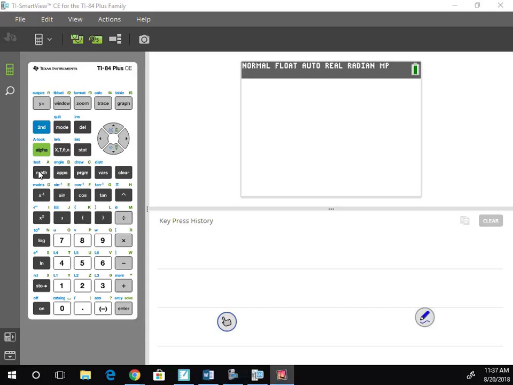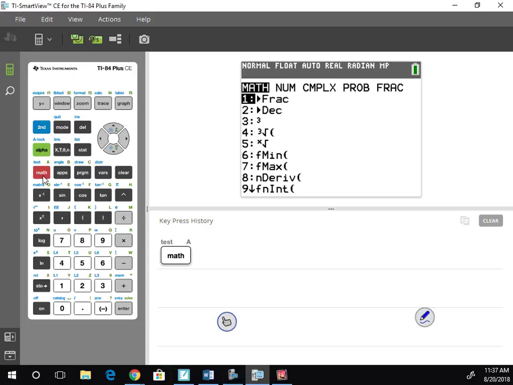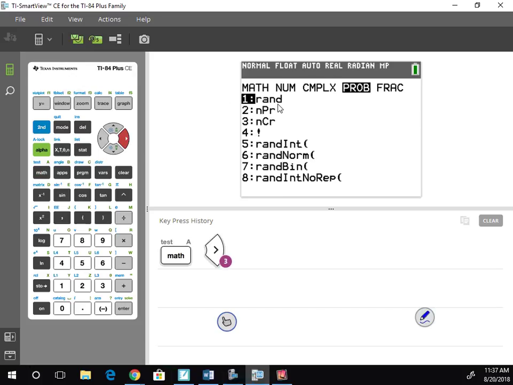Now, if you are going to have confusion on where these buttons are located, I suggest you take notes on your own. So math is located below, I believe it's alpha, the green button. I'm going to hit math. Step 3 says to scroll over to prob, PRB, but it's really PROB. It's the same thing, meaning probability. So I'm going to scroll over to prob. It's the 4th tab in the calculator.